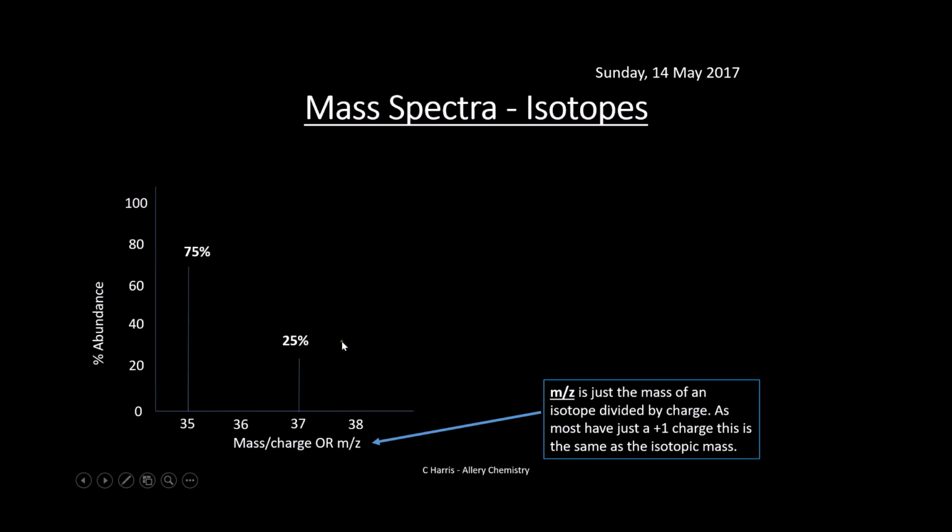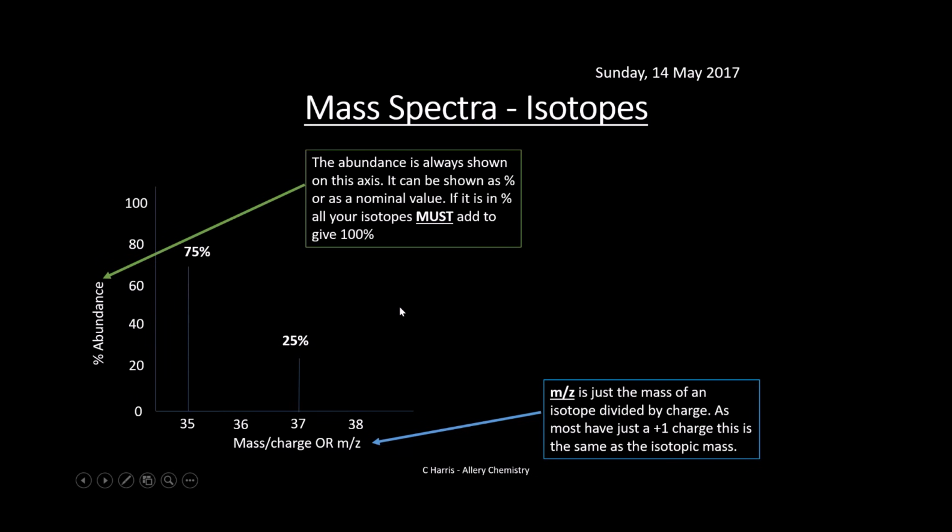Some ions can have a double charge, in which case it halves the normal value, because it's mass divided by 2 if it's a double charge. Alongside it is the percentage abundance, always shown on the left-hand side of the axis. It can be shown as a percentage or as a nominal value. It depends, so you've got to be vigilant with that and have a look. But if it's a percentage abundance, all the isotope abundances must add up to 100%. So in this case it does, because you've got 75% and 25%.